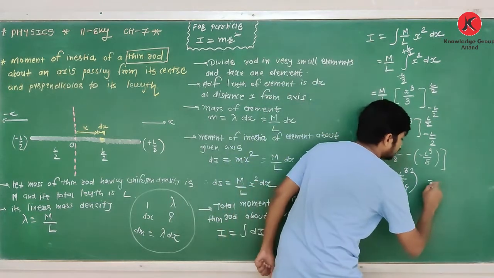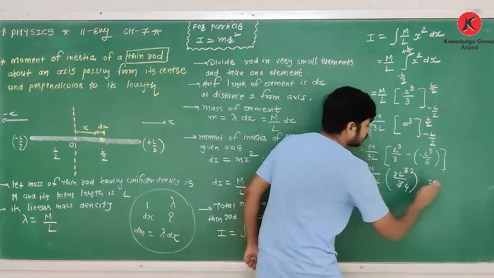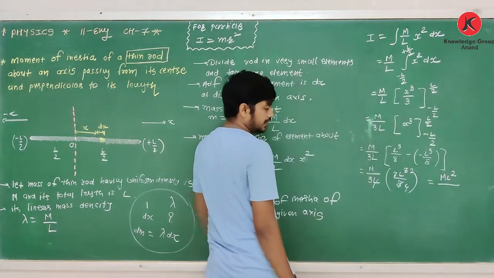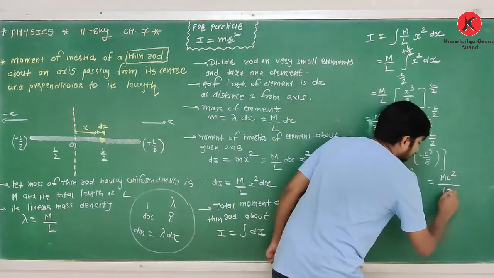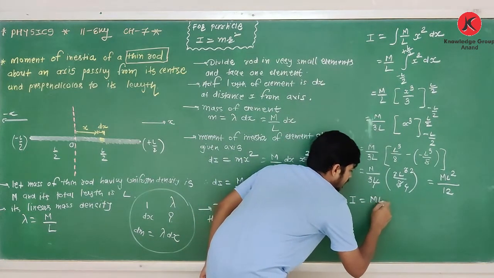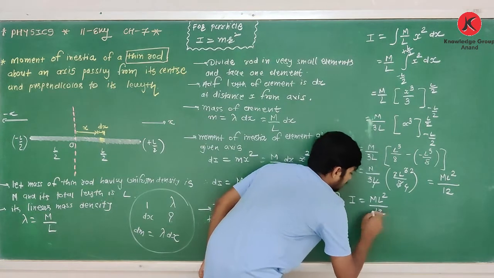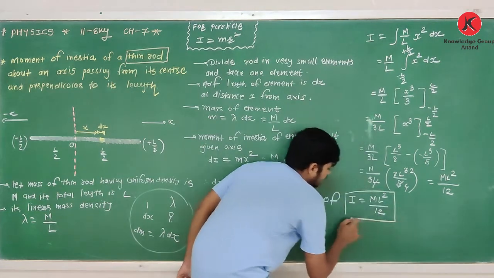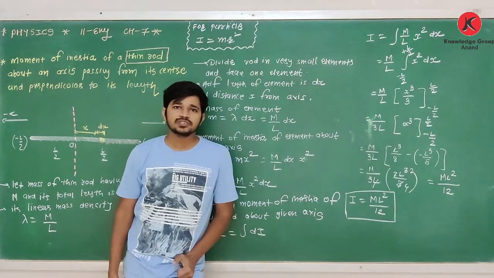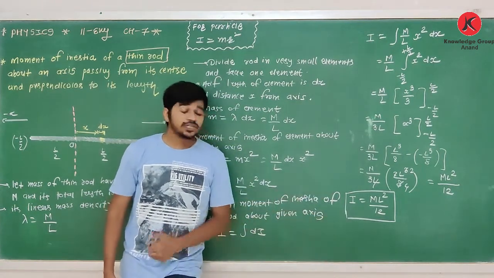So it is equal to m L square divided by 3 into 4, that is 12. So moment of inertia I is equal to m L square by 12. Clear about this? So yes, it is one equation.